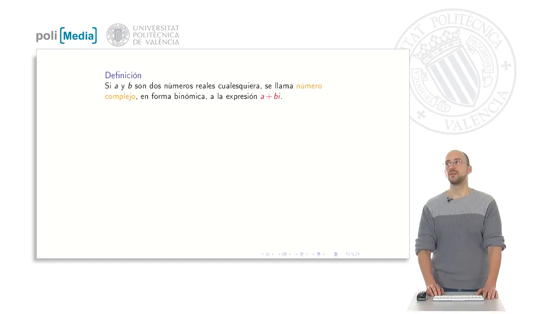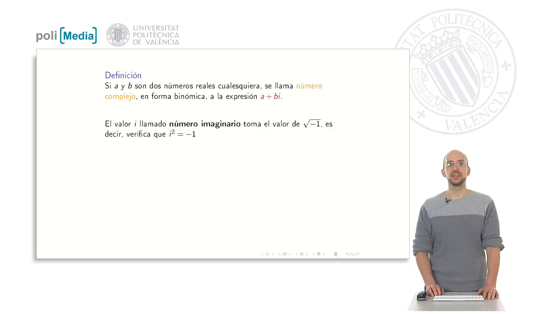Well, let's start with the definition. Suppose we have two real numbers that we are going to call a and b. Well, we call the complex number in binomial form the expression a plus b times i. The question would be, but what is i? Actually, i is what we call the imaginary number that takes the root value of -1. That is, that verifies that i squared is equal to -1.